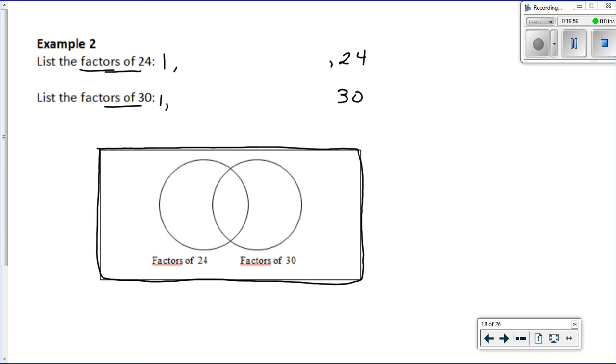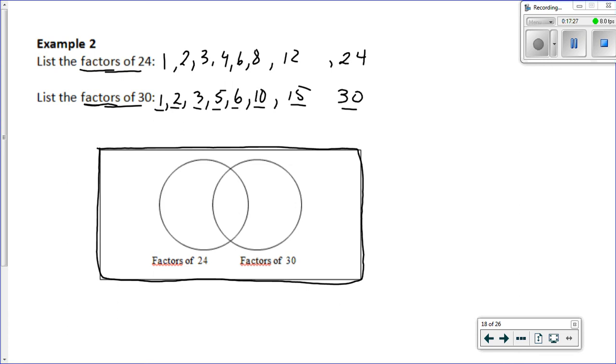Okay, so our factors should be 1, 2, 3, 4, 6, 8, 12, and 24. And then down here, 1, 2, 3, 5, 6, 10, and 15. So again, in pairs: 1 and 30, 2 times 15, 3 times 10, and 5 times 6 are the factors of 30. And now if I fill in the diagram, they share 1, 2, 3, as well as 6. And then on just the 30 side, I have 5, 10, 15, and 30. And just the 24 side, I've got 4, 8, 12, and 24.